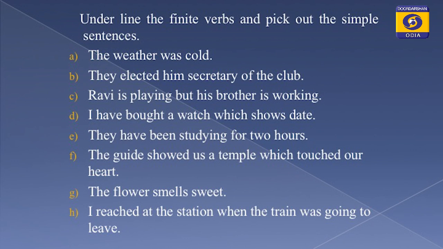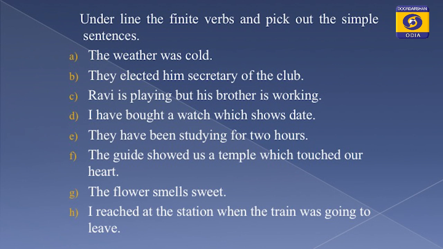Ravi is playing but his brother is working. Here you see there are 2 finite verbs, is playing and is working. So this is not a simple sentence. These 2 clauses have been joined by but, so this is a coordinator. So this is a compound sentence. This is not a simple sentence.